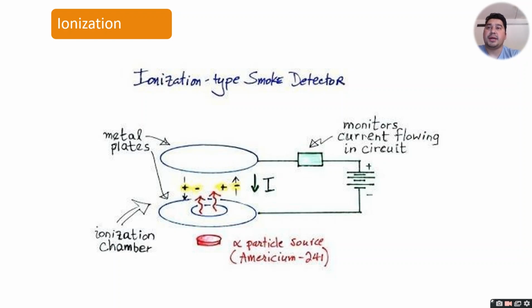Ionization type smoke detectors have metal plates, one up and one down. Then we have the ionization chamber. This is the ionization chamber. Then we have the monitor of the current flowing in the circuit. It will monitor the current flow in the circuits and the particle source.